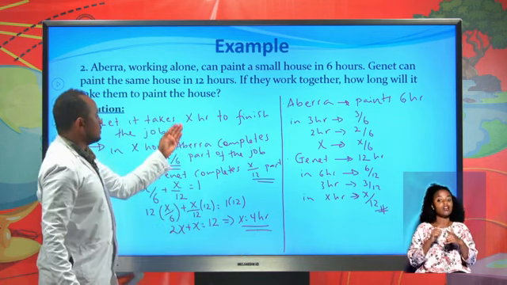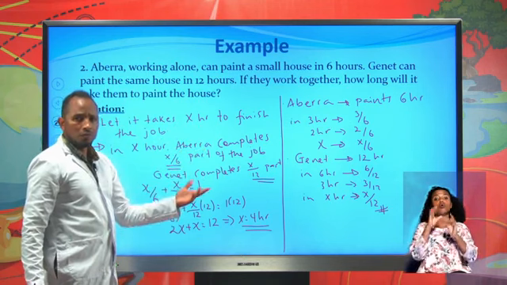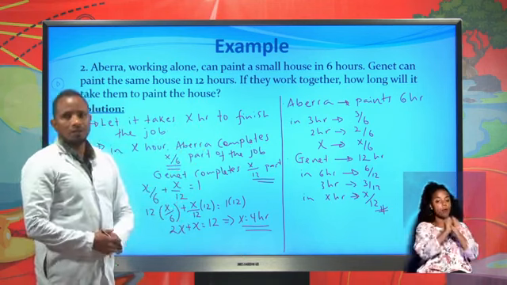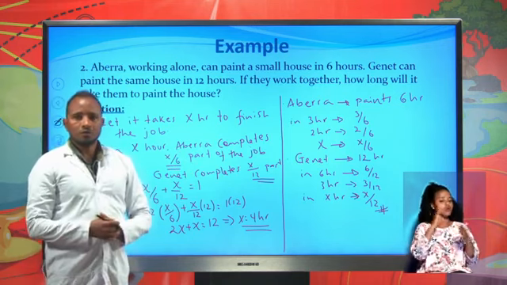Therefore, we have found the value of x, the time it takes to complete the job when they do the work together. It takes 4 hours when they paint this room together. This is it. Now let's continue to the next part.